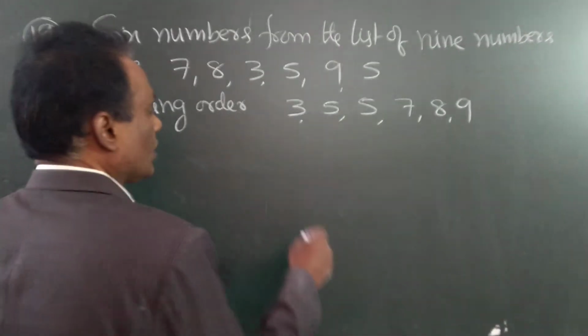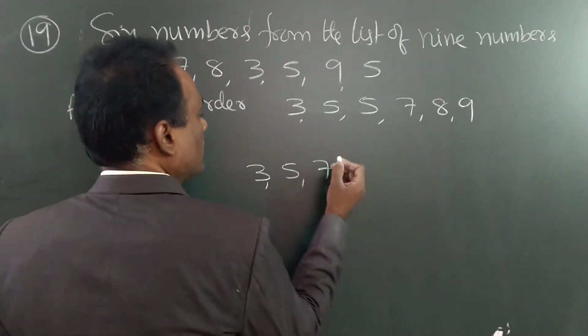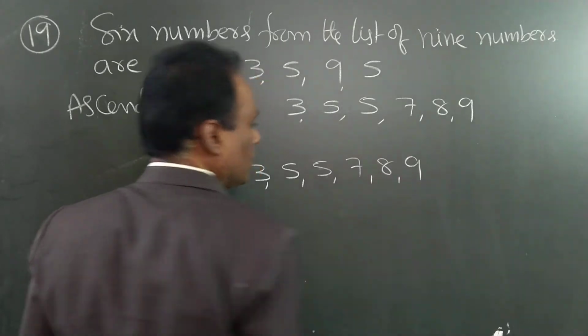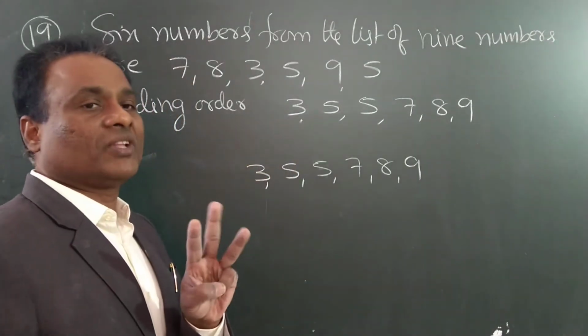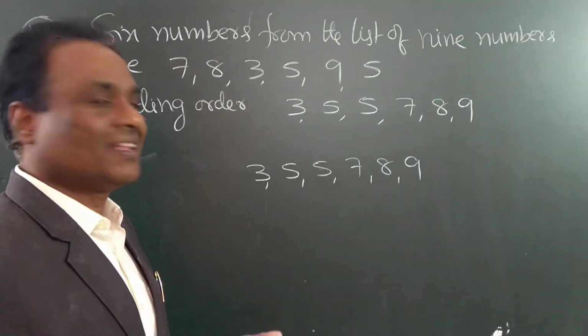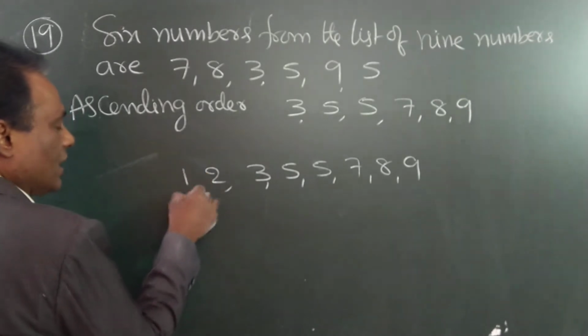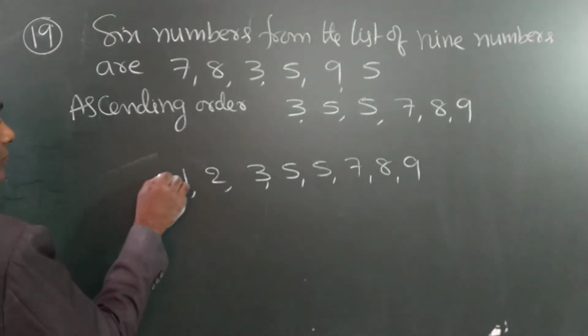See here. 3, 5, don't write, only for explanation I am writing this. Integer means you can't take decimal. So 3 more numbers means what may be the 3 numbers? They may be this side, they may be 1, may be 2, 1. Integer means 0 also will come, negative numbers also will come.